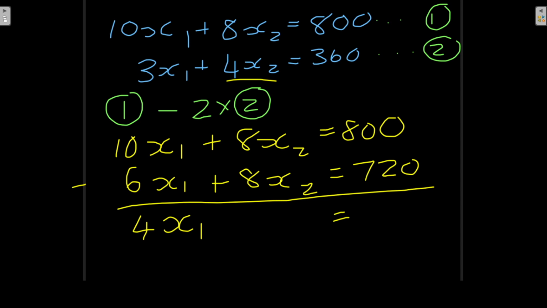We want one of the terms, the x1 or the x2 term, to fall away. And then 800 minus 720 will give me 80. And from this, I can solve that x1 is equal to 20. So now we know that x1 is equal to 20 and we have to find the value of x2. So to find the value of x2, I will substitute x1 equal to 20 into either equation 1 or equation 2. I'm just going to substitute it into equation 1.